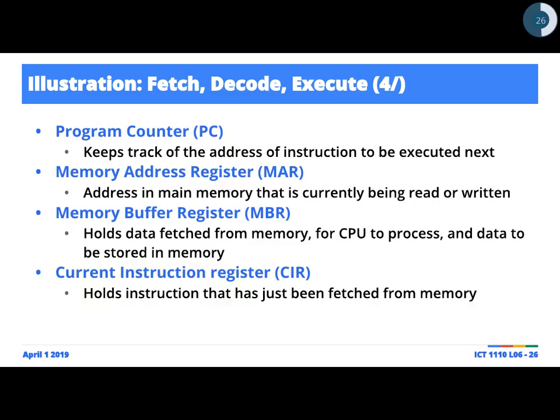I was simplifying things here. I just thought people would want to remember this. Again, the program counter keeps track of the next instruction that needs to be executed. This will help us understand the examples.